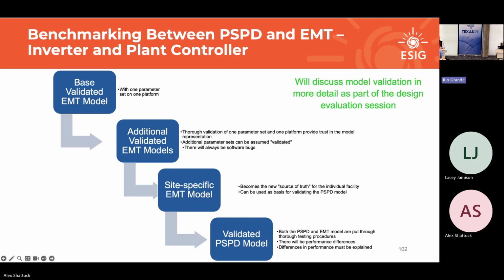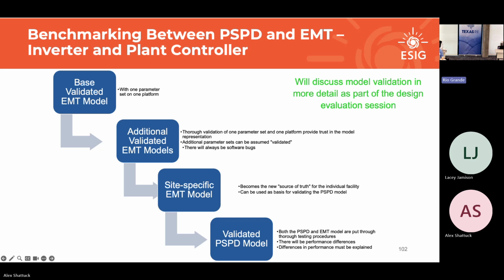Anyway, so you take that EMT model, we're assuming it's valid. We're going to put software bugs on the back burner of our mind for now. Then we're going to put site-specific parameters in there. So that's your site-specific frequency droops and voltage slopes, things like that. And now this is your source of truth. This is your most accurate representation of your IBR plant, and that's a site-specific EMT model.